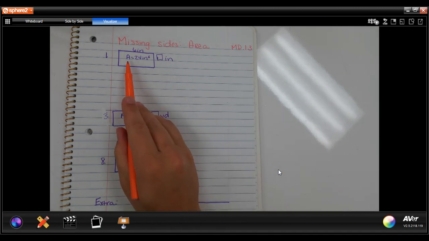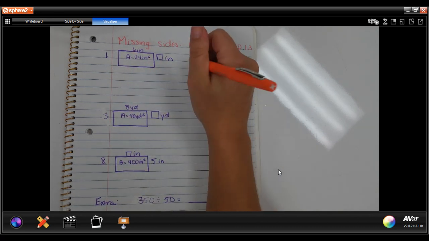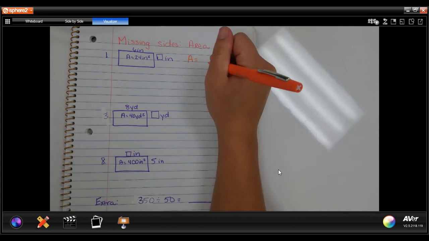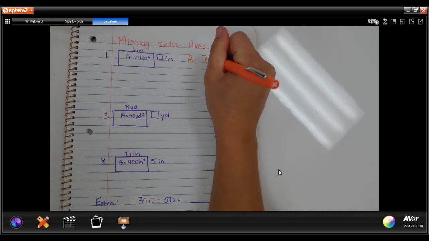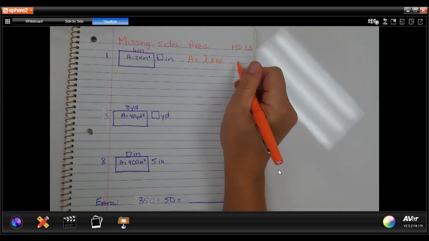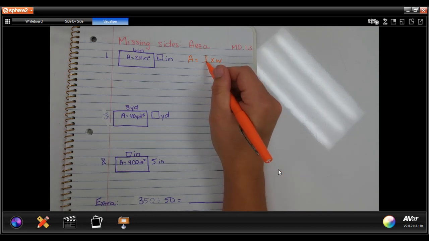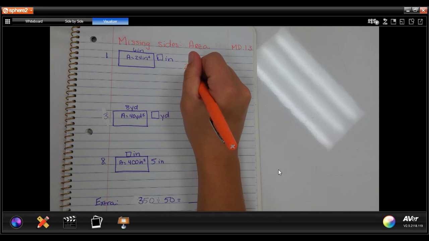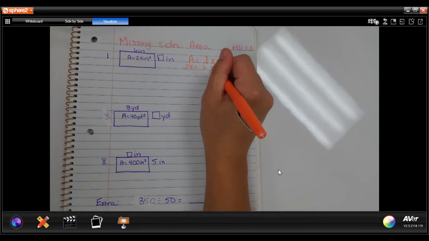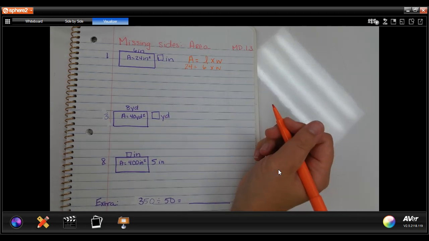So the first one, the shape has an area of 24 inches squared and a length of 6 inches. So I know my area formula is area equals length times width. Remember, I write a cursive L or a capital L because if I write a lowercase l, it might look like a 1. So this is talking about length. My area is 24 inches squared. My length is 6 inches. And I don't know what the width is yet. That's what I'm trying to find out.